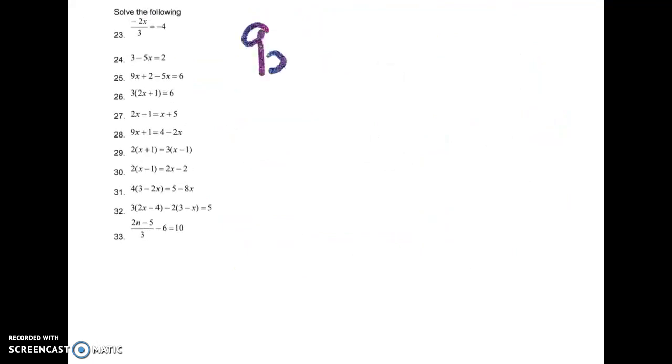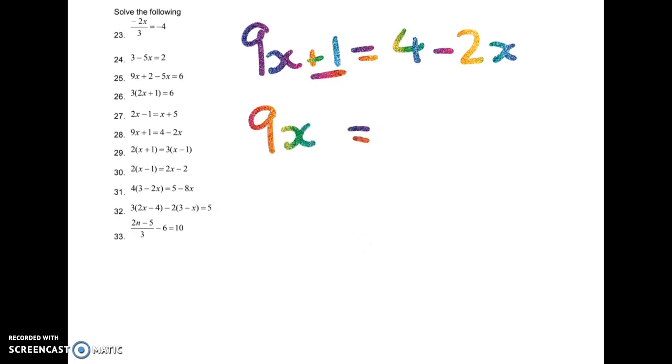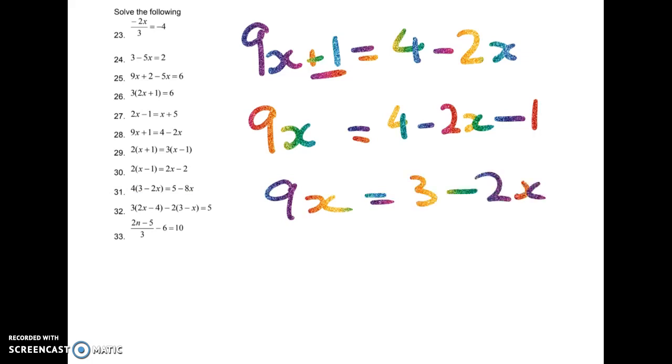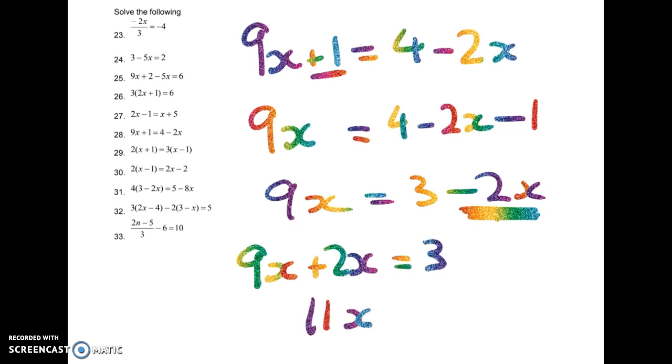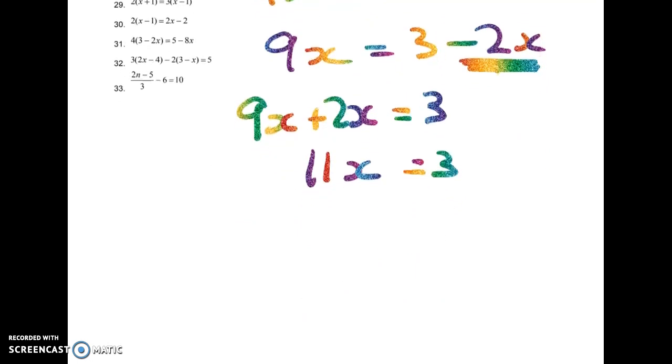So 28 is 9x plus 1 equals 4, take away 2x. Let's first of all deal with this plus 1. I'm going to subtract it from both sides. So I have 9x equals 4 minus 2x minus 1. That gives me 9x is equal to 3 minus 2x. Now I'm going to add 2x to both sides, and that will give me 9x plus 2x is equal to 3. 11x equals 3. So now dividing through by 11, x is equal to 3 over 11.